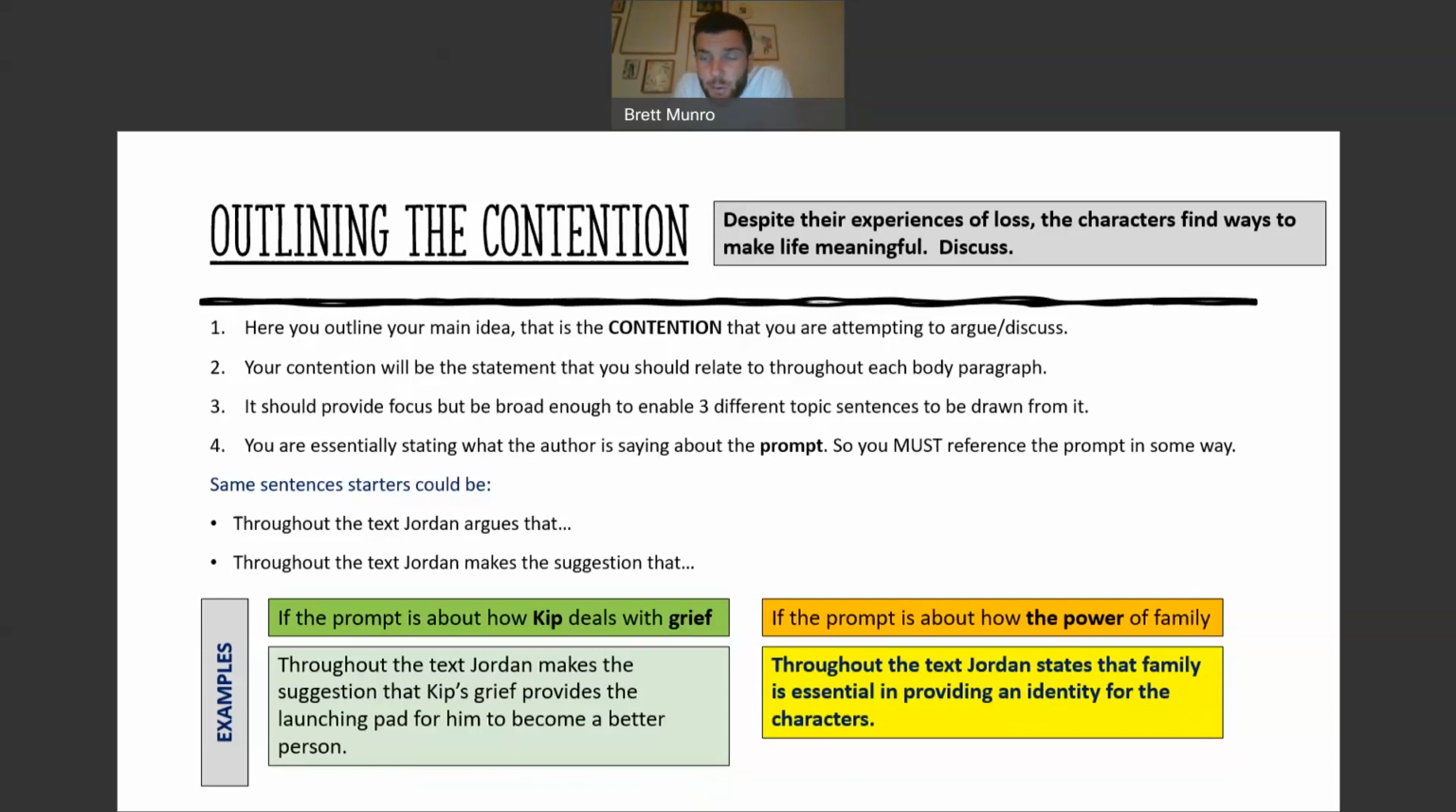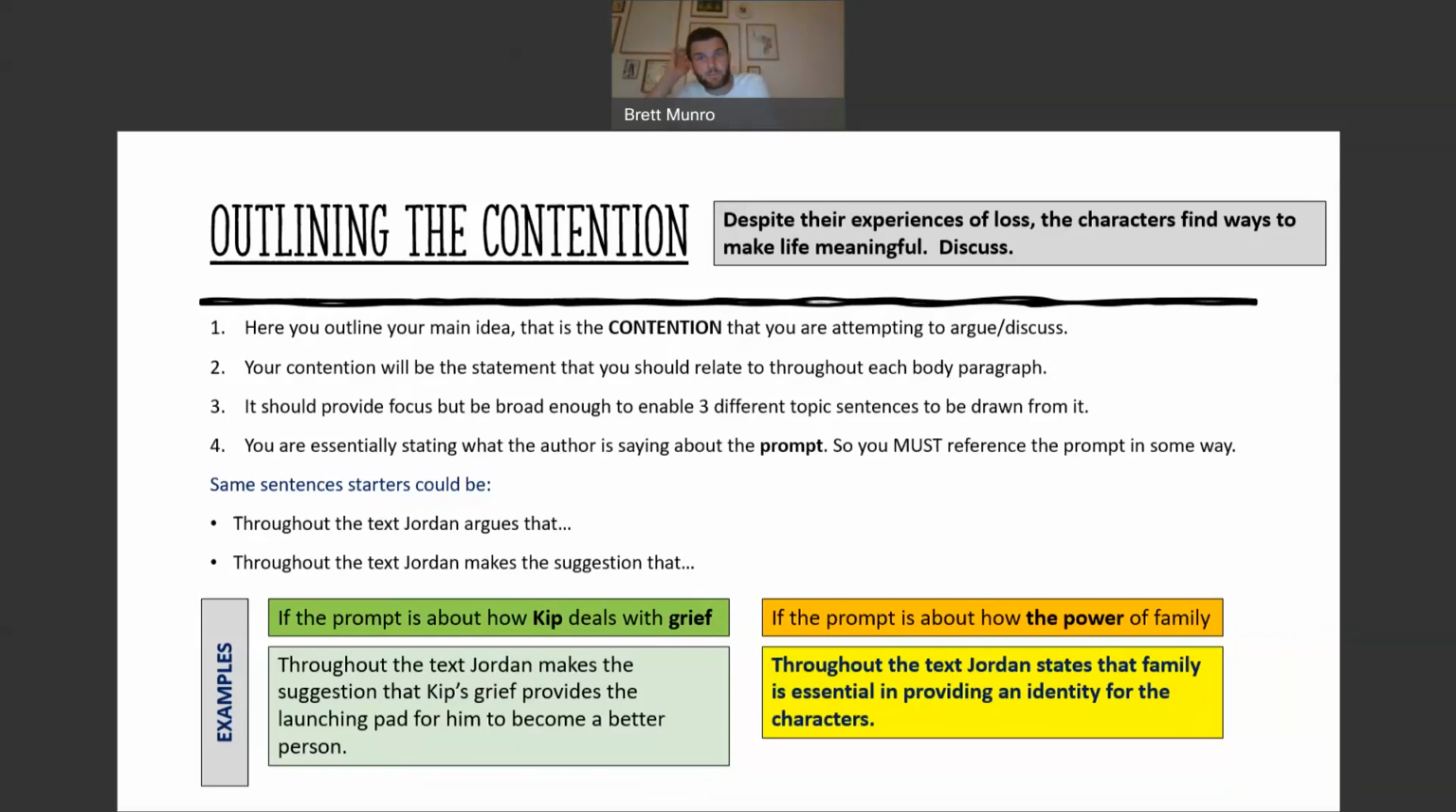Some sentence starters that you could use include: throughout the text, Jordan argues that. Throughout the text, Jordan makes the suggestion that. You can substitute the author name Jordan with the text name. So throughout 9 Days, it is argued that; throughout 9 Days, the suggestion is made that. If you've used the author's name too much, you can just substitute the title. You could also potentially say the text, so the text makes the argument that, etc. So we can substitute words here so we're not being repetitive.